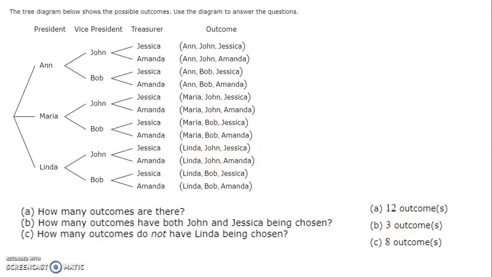And how many don't have Linda? If you look through the list, there are 4 that include Linda, and those would be the ones that start right here. None of these can have Linda because after you pick a president, she can't be in there. So these 4 have Linda, so the remaining 8 do not have Linda as an outcome. You can do a lot of this with just pure numbers, but here you're seeing it drawn out in a tree diagram.